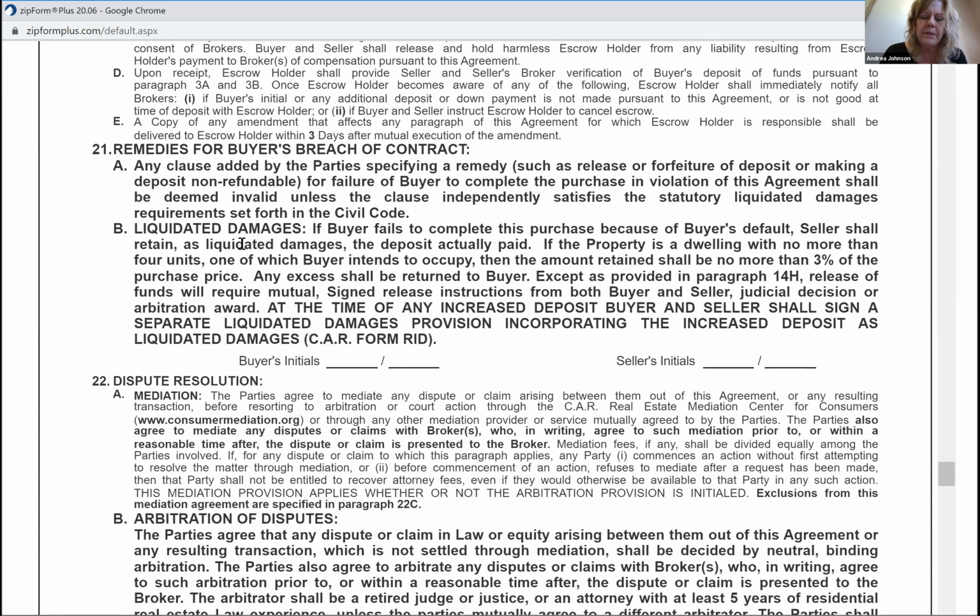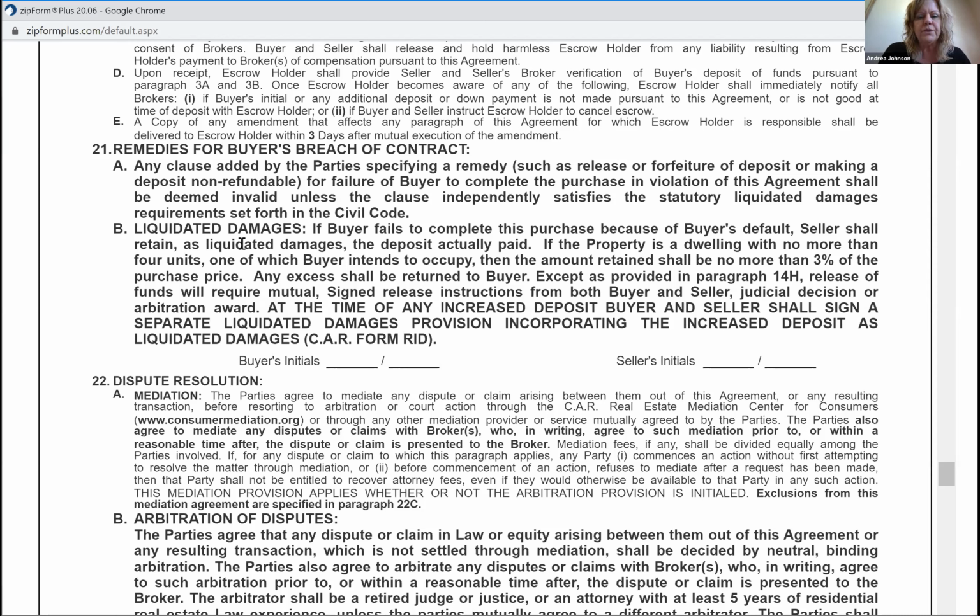So liquidated damages, if the buyer fails to complete this purchase because of buyer's default, and that does not mean exercising their contractual rights to inspect and decide to withdraw, or their contractual right to attempt to get a loan and then find out that their loan officer was incorrect in saying that they could obtain a loan for this property and they can't get the loan and their contingencies are not yet removed.